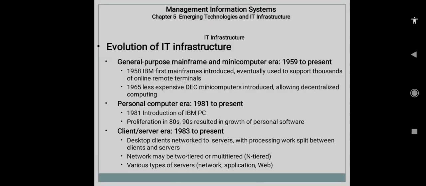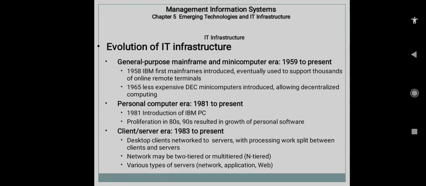Evolution of IT infrastructure. General purpose mainframe and minicomputer era, 1959 to present. So, from 1958, IBM first mainframes were introduced, eventually used to support thousands of online remote terminals. In 1965, less expensive DEC minicomputers were introduced, allowing decentralized computing. Personal computer era, 1981 to present. 1981, introduction of the IBM PC. Proliferation in the 80s and 90s resulted in growth of personal software.